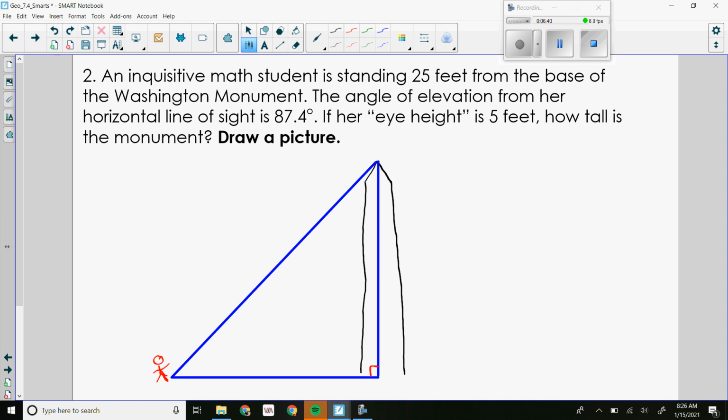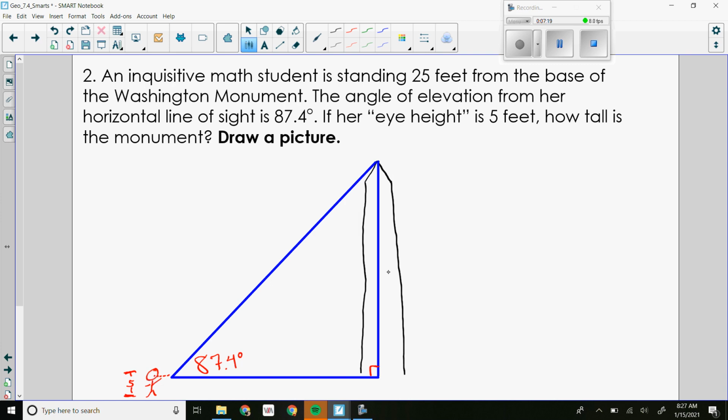And what does it say? It says the angle of elevation from her horizontal line of sight. This is going from her eye, right? It's at her eye height, so she's looking this way. This is 87.4 degrees. Again, definitely not drawn to scale, so excuse me for that. And then we also have to take into account that the distance from her eye right here to the ground is 5 feet. So we're going to use that at the very end. And it says, how tall is the monument?